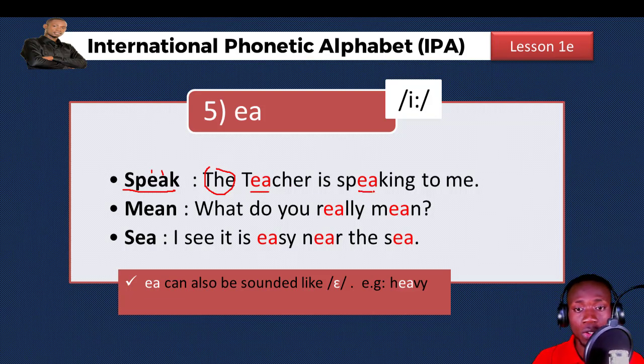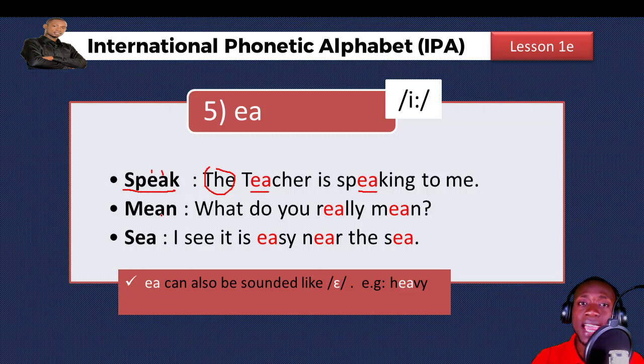In the word to speak, you see E-A, and in the word teacher, T-E-A-C-H-E-R, you see E-A. Now I say teacher. The same, I say speaking, for the verb to speak. The teacher is speaking to me, right?